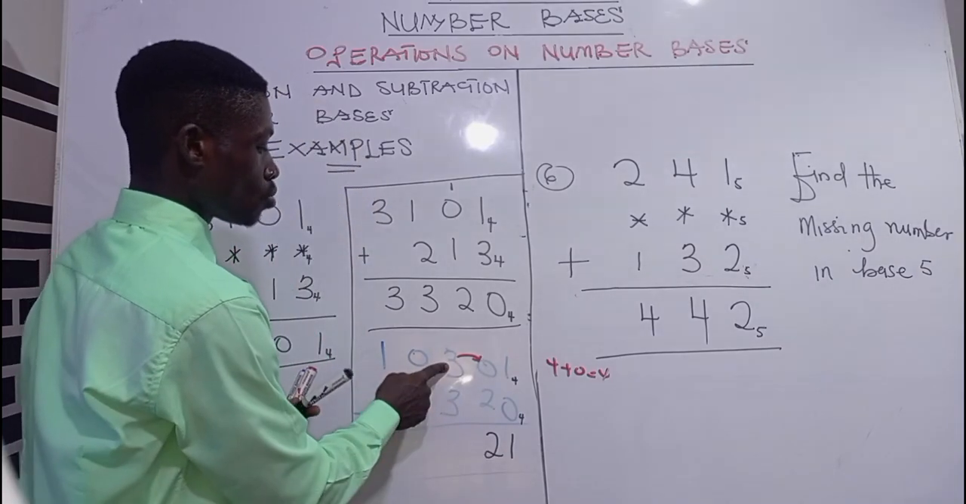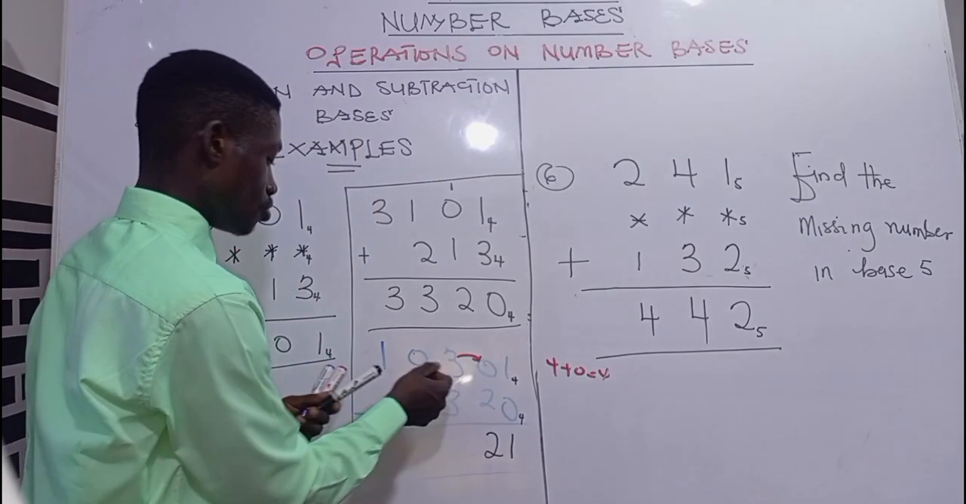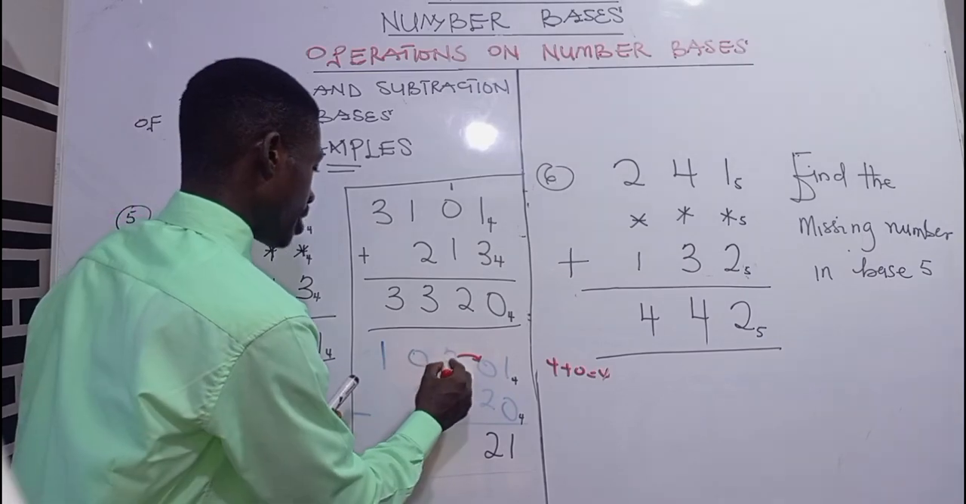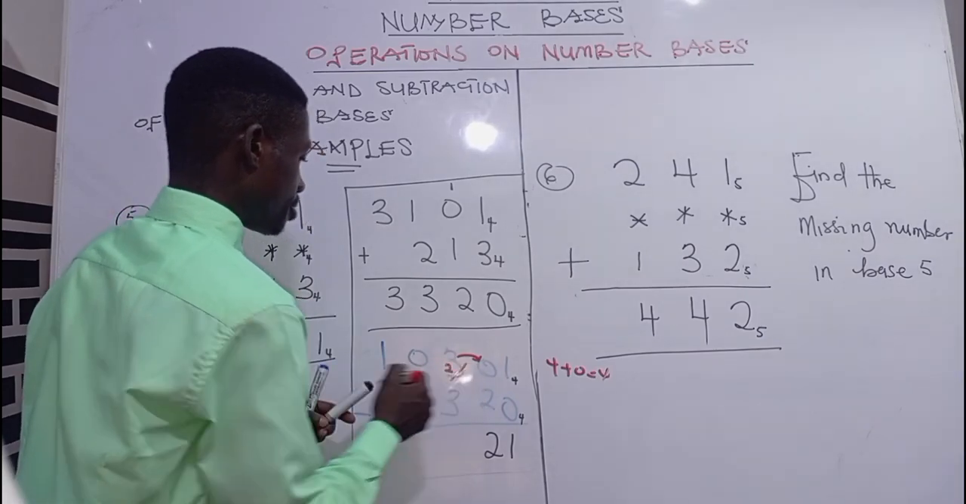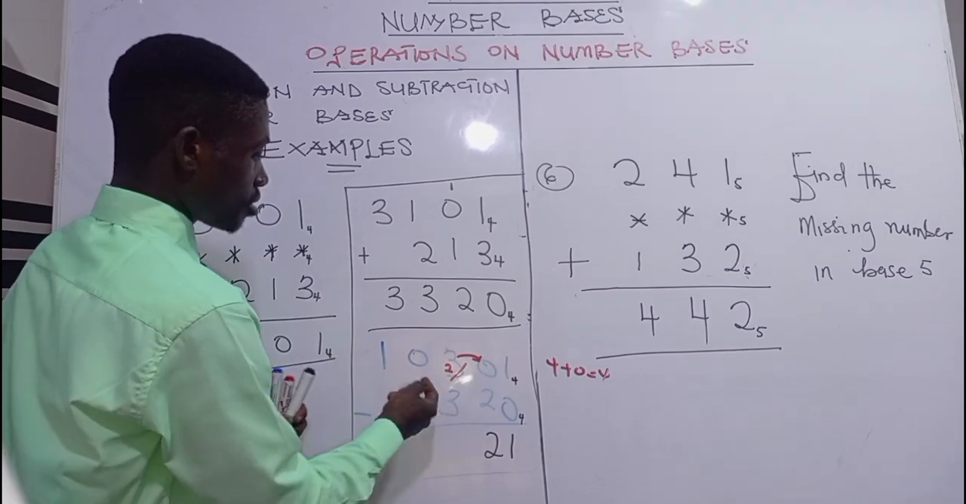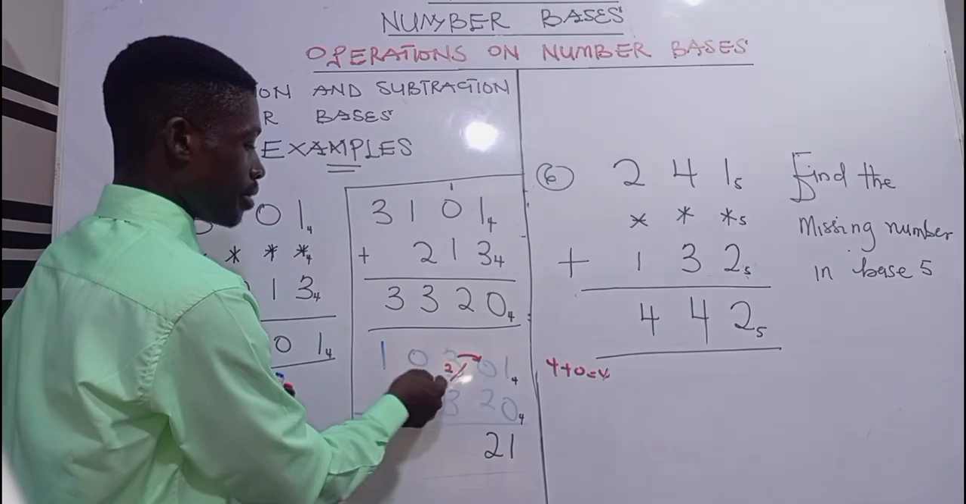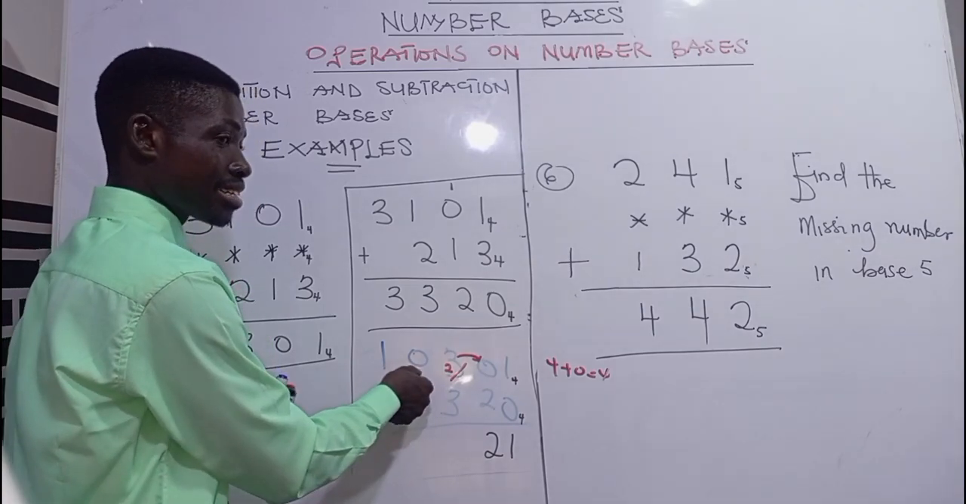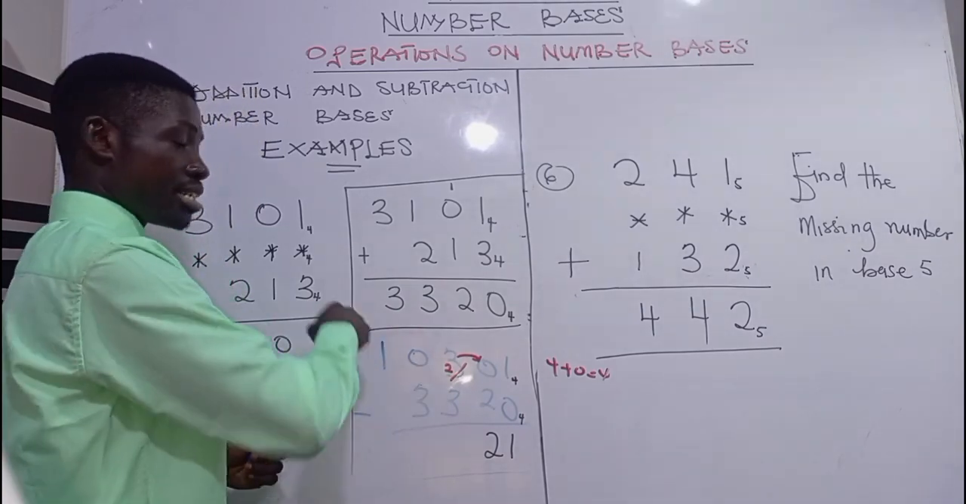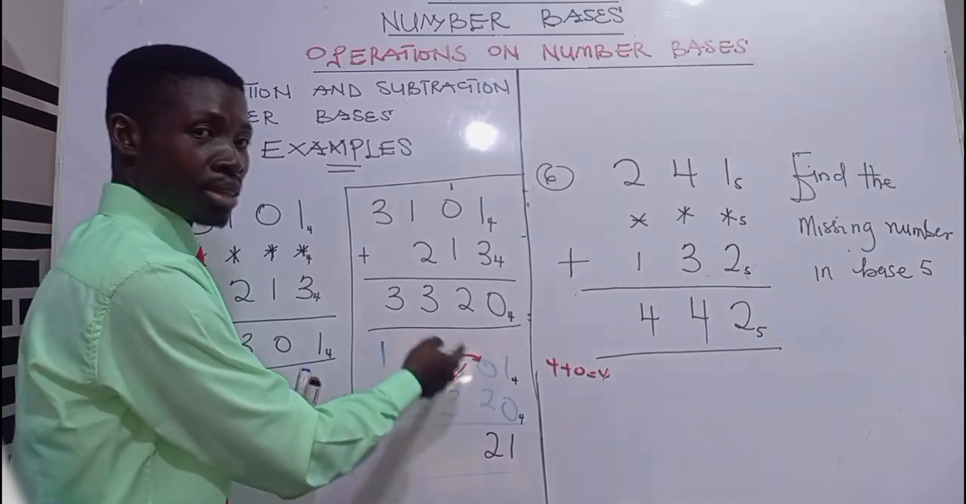Now we have already borrowed 1 here, so we are left with what? 2. So we have 2 here. Let me write it small here. Now, you know that we can't subtract 3 from 2, so we have to come to this very side and then borrow. Realize that there's nothing here, so we can't borrow. So we have to shift to the next number, which is 1, and then we borrow.